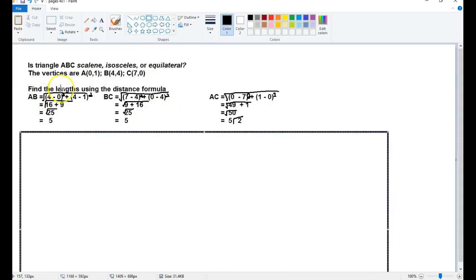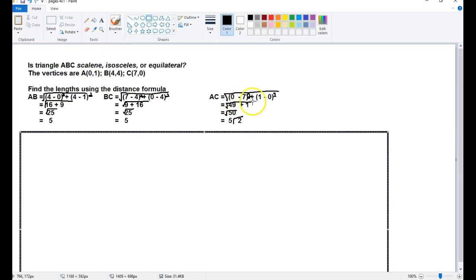For AB, we have 4 minus 0 and 4 minus 1. 4 minus 0 is 4, squared is 16. 4 minus 1 is 3, squared is 9. Add them, take the square root, 5. B and C: 7 minus 4 squared, 0 minus 4 squared, 9 plus 16 again, and then 5. So far we have two lengths that are the same, and so we can cross out scalene, because that has no sides the same. And we check the last one.